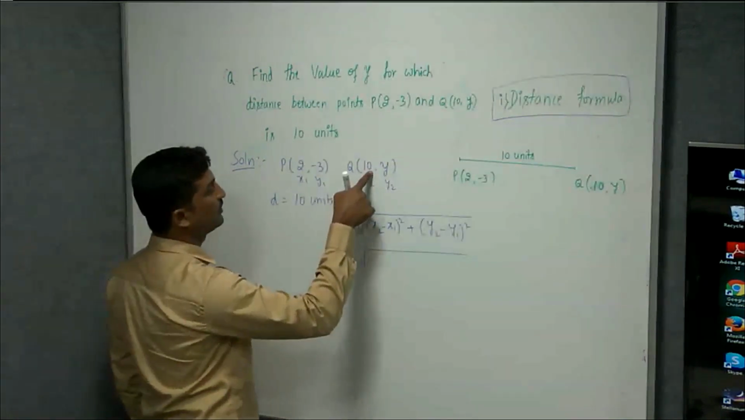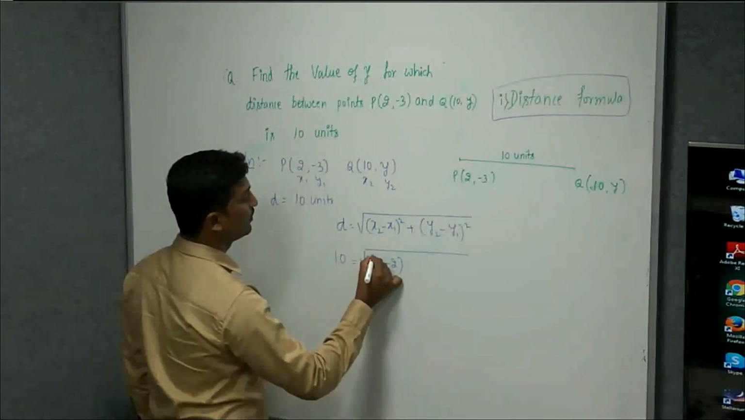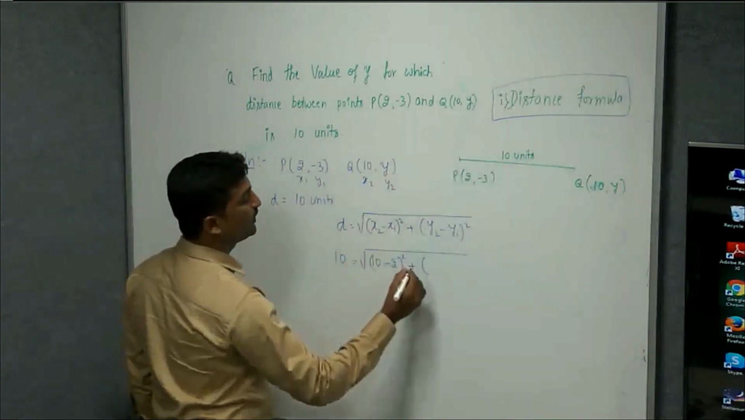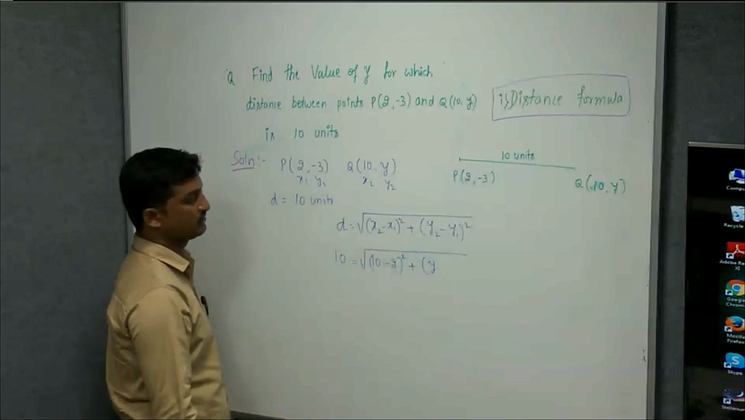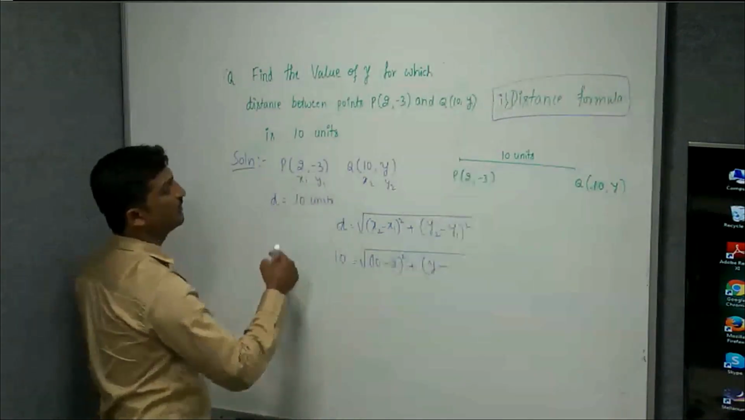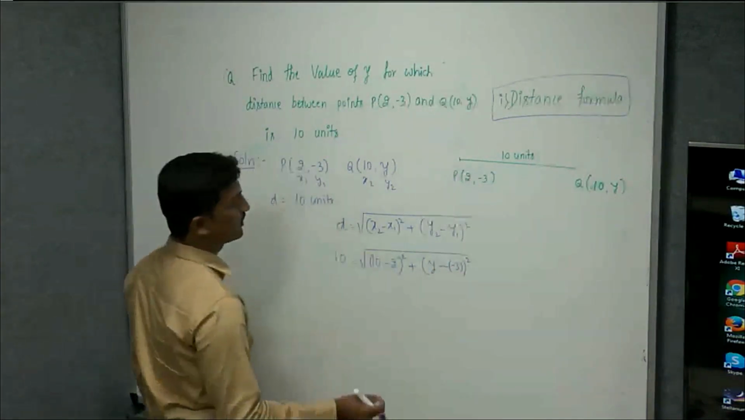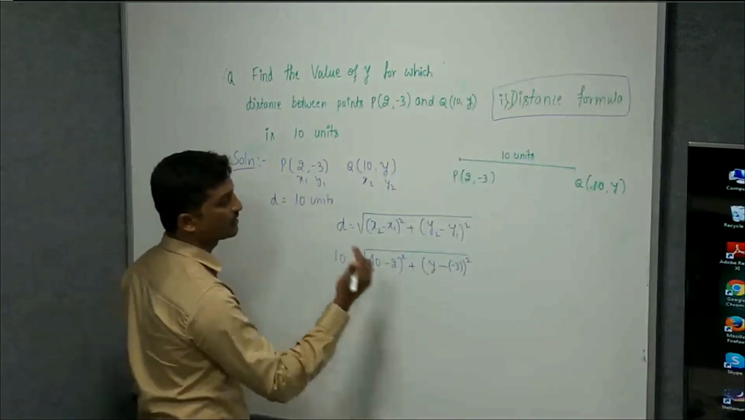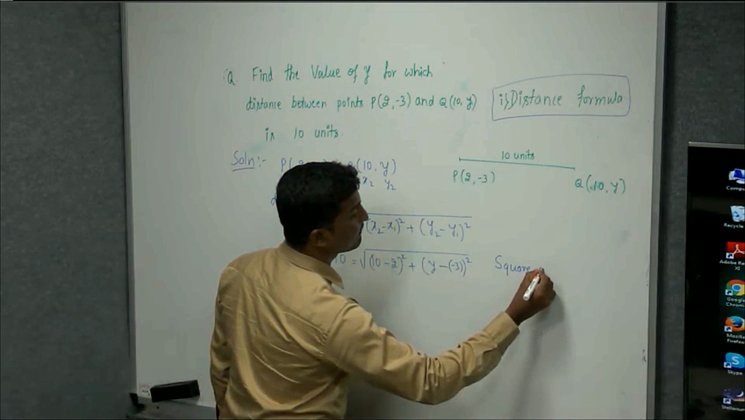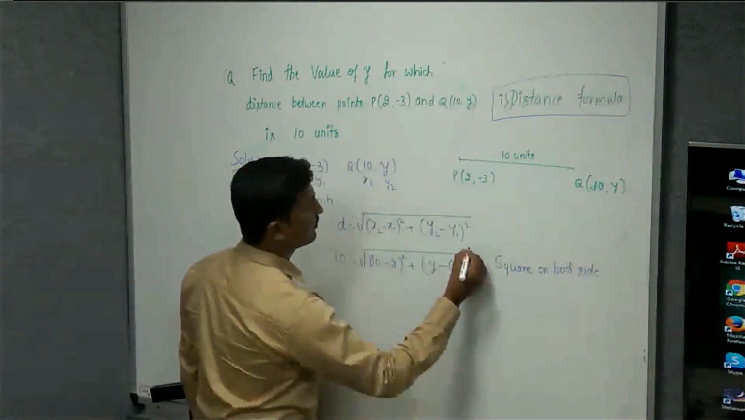what is x2? 10. What is x1? 2. So (10 minus 2) whole square plus what is y2? We don't know. y2 is nothing but y. Now minus, what is y1? y1 is nothing but minus 3. Please write negative numbers in a bracket, whole square. Now send this square to this side, or square on both sides.